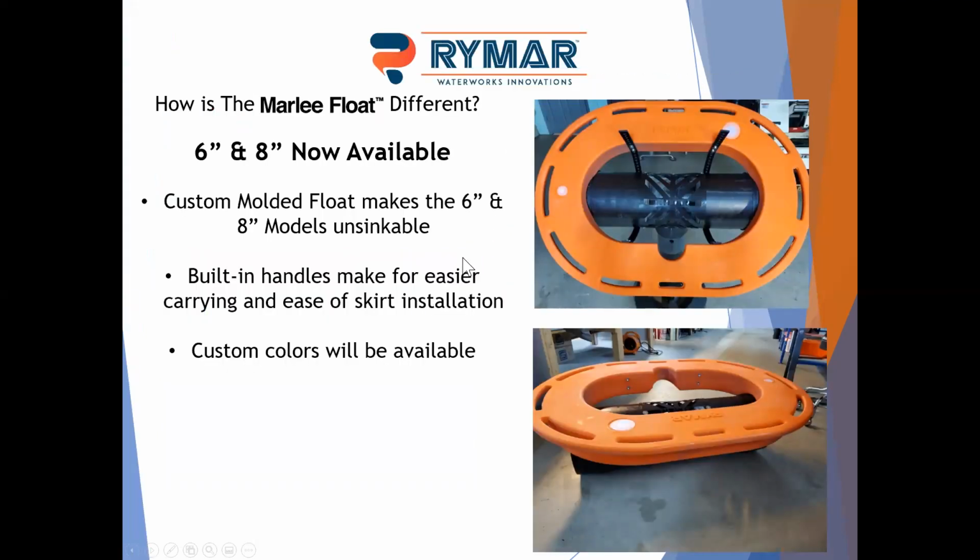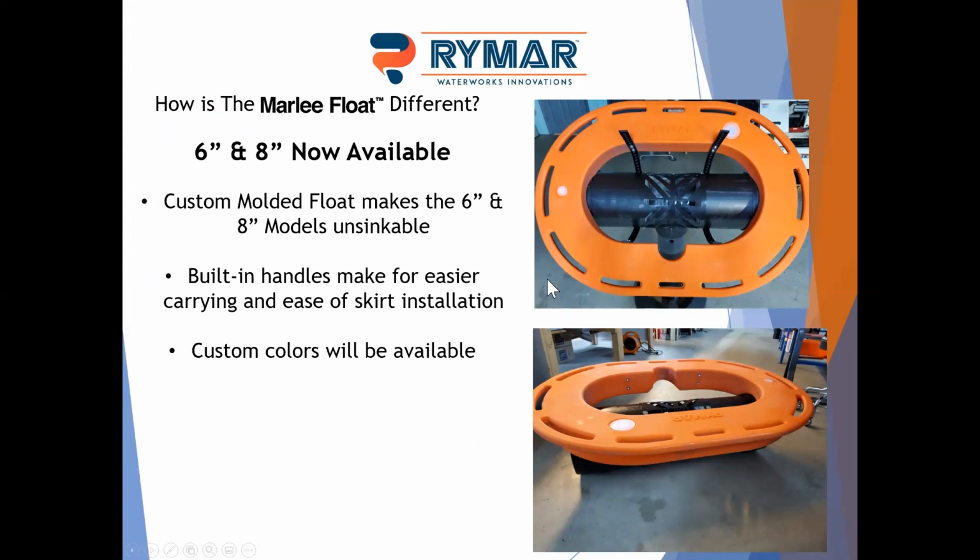We had to make a custom float for our large skimmers. So our 6 and 8-inch skimmers have this very large custom float. We built in handles to make it a little easier to carry. Again, we're trying to hold a 6-inch pipe underwater, could be as long as a 20-foot pipe. So a lot of buoyancy there. So it weighs about 200 pounds to keep that below the water surface.